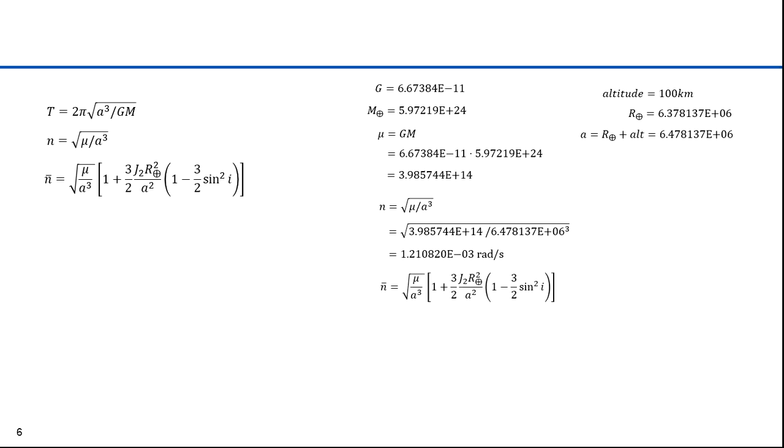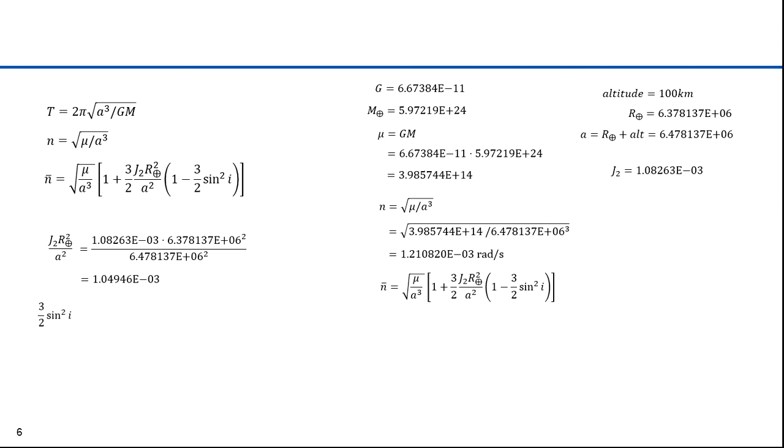Now we'll derive the corrected mean orbital velocity. Let's take this a bit at a time. Let's focus on the fraction J2 times R squared over a squared. For this, we'll need a value of J2. This is the value for the Earth. Here we plug in values, and here's what that comes out to.